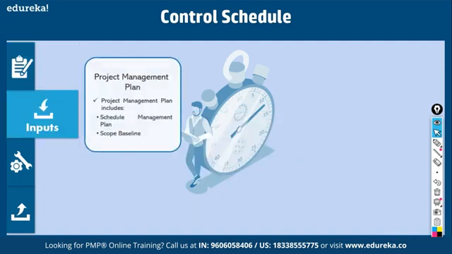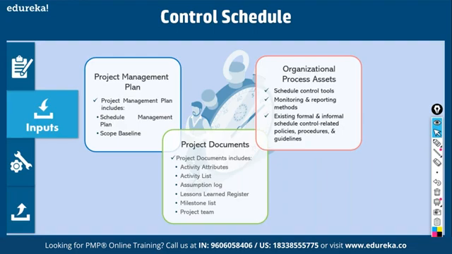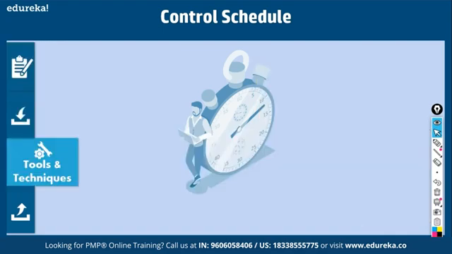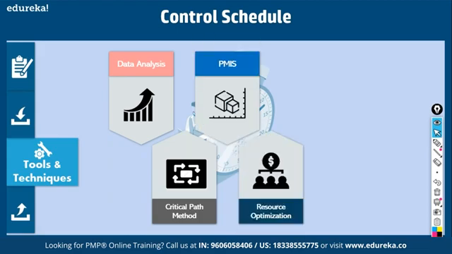So plan is an input, project documents are inputs, organizational process assets, any control tools are inputs, reporting methods are inputs. Then work performance data: which activity has started, which has not started, which has ended. Then tools and techniques: you analyze data relating to schedule, find out why variances happened, where did you under deliver, where did you over deliver, why did you utilize more time, what is the problem with our planning, did we under plan, over plan, was it wrong in coming up with assumptions relating to durations. Then critical path method, then PMIS, any scheduling tool, and resource optimization.